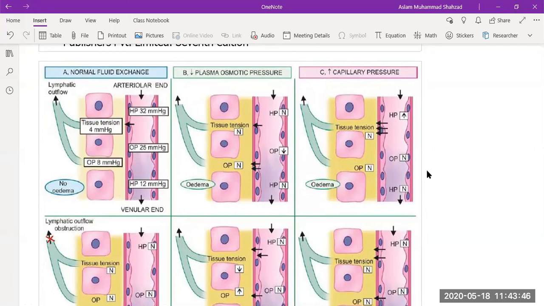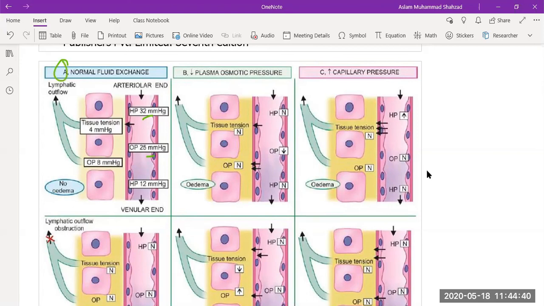This is a picture of normal fluid exchange and the lymphatic outflow. If there is a proper lymphatic outflow from the tissues and from the arterioles, the pressures they mention here, if the oncotic pressure is 25 mm of Hg, hydrostatic is 32 mm of Hg, and I already mentioned that there must be a balance between hydrostatic pressure and oncotic pressure. So in normal circumstances, homeostasis will be there, and then it results in the lymphatic outflow. And if it is properly working, then there is no edema, as you see in figure A.